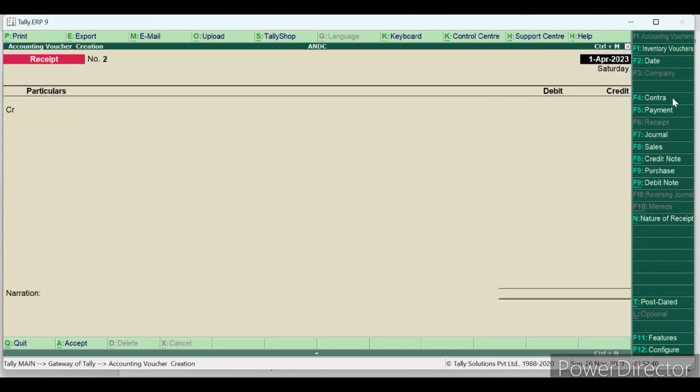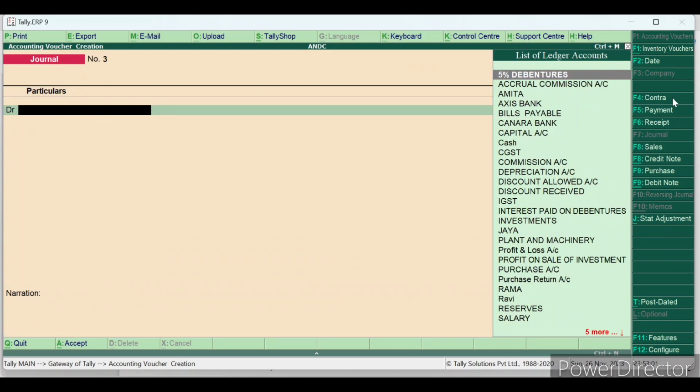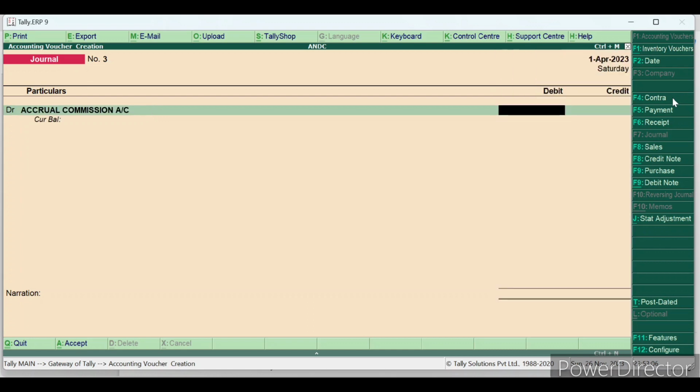Next entry is commission earned but not yet received. Mind you, there is no cash involved in it. We are not getting any cash and we are not paying any cash. So it will be a simple journal entry. We made the entry in F7, journal entry. It will be accrual commission account to commission account. Accrual commission account is basically a current asset. So the head under which it will come is current assets.